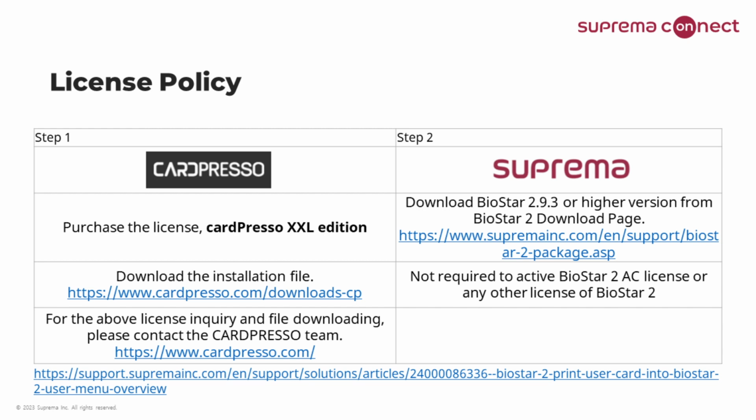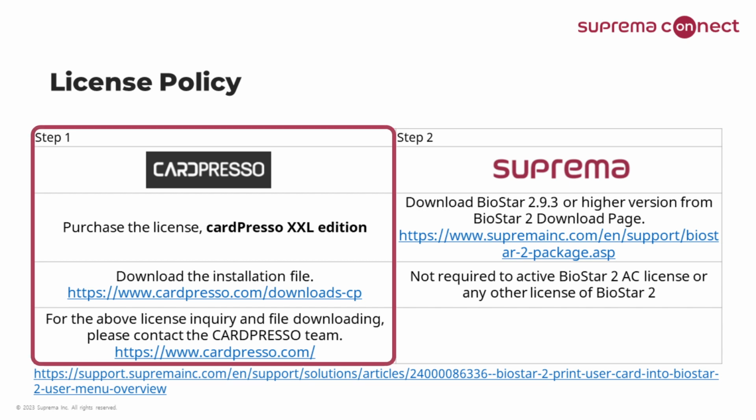There are a total of 2 steps to use the card printing function. First, install CardPresso. In the case of CardPresso, please be aware that the software can be used through a separate license. And this license related to CardPresso is not dealt with by Suprema. You need to directly contact CardPresso to use this feature. So please separately contact CardPresso and make sure you purchase the CardPresso XXL edition license listed in the chart below to make sure you'll be able to use this card printing process with BioStar 2 software.